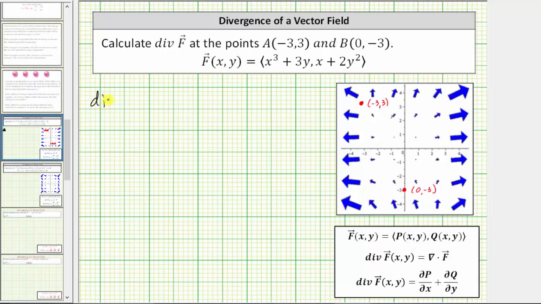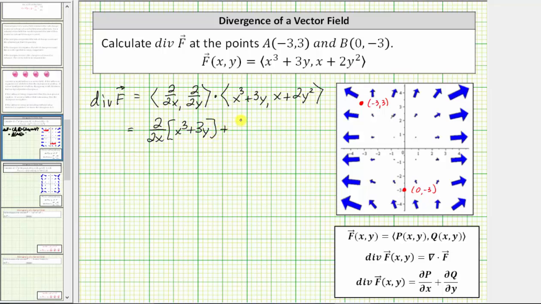So the divergence of the vector field F is equal to the del operator, which is the partial with respect to x, comma, the partial with respect to y, dotted with the vector field F, which has an x component of x cubed plus 3y, and a y component of x plus 2y squared. This is equal to the partial derivative of x cubed plus 3y with respect to x plus the partial derivative of x plus 2y squared with respect to y.